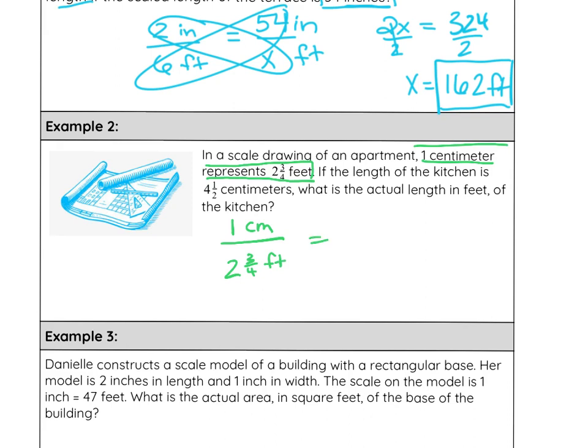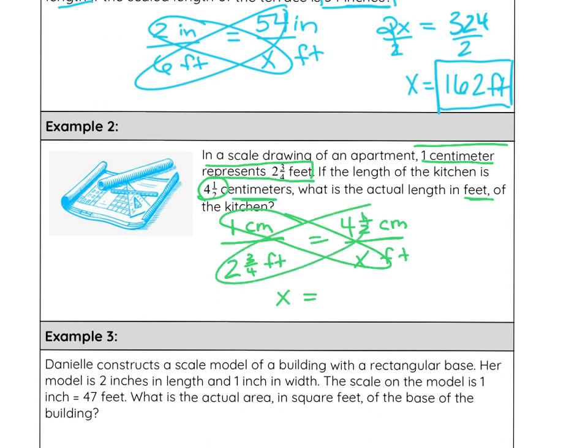And the actual length of the kitchen, if the length of the kitchen on the scale drawing is 4.5 centimeters, would go next to centimeters. What is the actual length in feet of the kitchen? So x feet. Okay, so cross multiply. 1 times x is just 1x or x. 4.5 times 2 3/4 is 12 3/8. And we don't have to divide because the number in front was 1. So that gives us 12 3/8 feet.